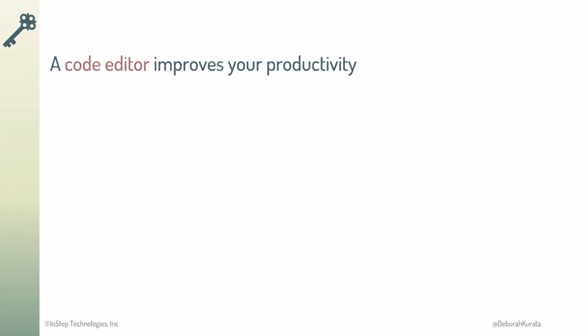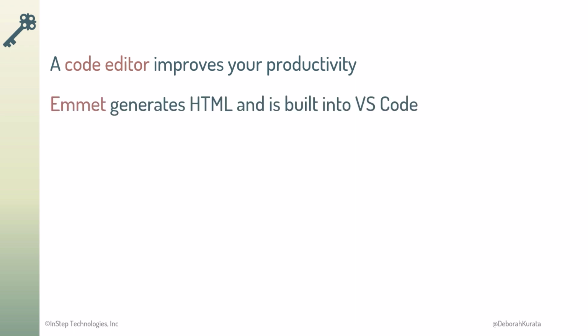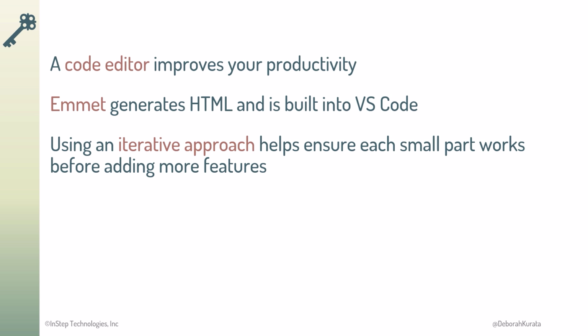So, a code editor such as VS Code improves our productivity and makes it easier to create and display multiple pages for a website. Emmet generates or emits HTML. We type an abbreviation, and Emmet does the rest, saving us some typing. Emmet is built into VS Code. Using an iterative approach to building our website helps us ensure each small part works before adding more features. Next up, let's look at some flow elements.